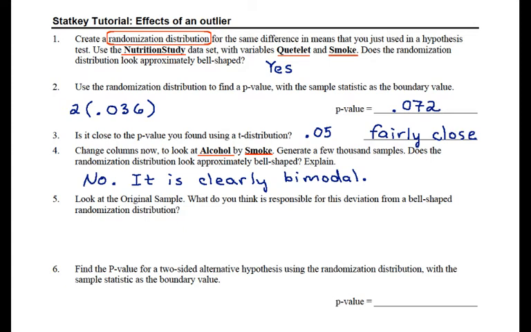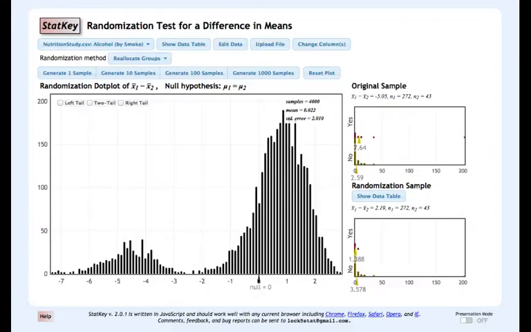And if we look back at the original sample, the title of this tutorial, of course, is a pretty big clue. But what do we think? We had large enough samples, 43 and 272, that the rule of thumb should have applied and made it reasonable for us to use a t-distribution. But if this thing doesn't look bell-shaped, that suggests that using a t-distribution is not appropriate.